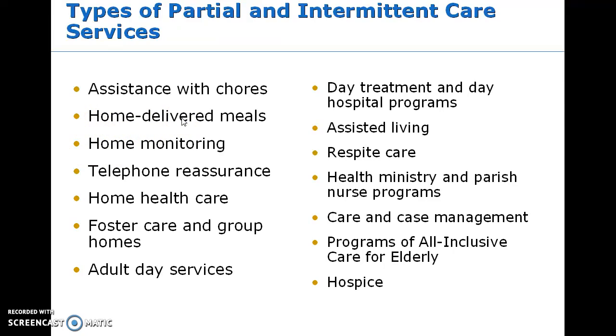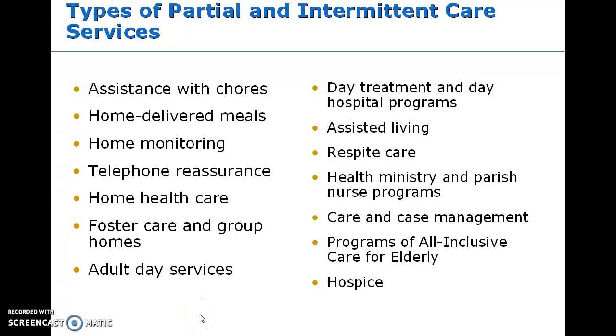Remember I spoke about Meals on Wheels? There's not just Meals on Wheels, there are other different types of delivery services. May not be called that, but they do deliver meals to the older adult or someone who is unable to cook or provide those services for themselves. Assisted living, respite care, different types, health ministry and parish nurse programs. There are all different types of partial and intermittent care services.